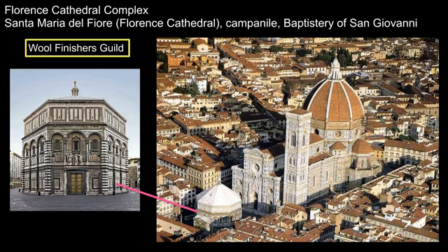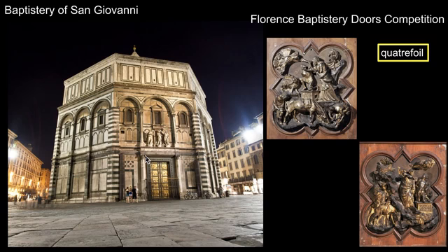In 1401, one of the guilds in Florence, the Wool Finishers Guild, puts out a call for entries in a competition. They are commissioning a new set of bronze doors for the baptistry in Florence, which is here at the Florence Cathedral complex. Cathedral, baptistry, and campanile. The baptistry is the religious heart of Florence and is dedicated to the patron saint of Florence, Saint John the Baptist. They ask artists who want to be considered for the job of making the new doors to submit a quatrefoil scene cast in bronze that depicts the Old Testament story of the almost sacrifice of Isaac.